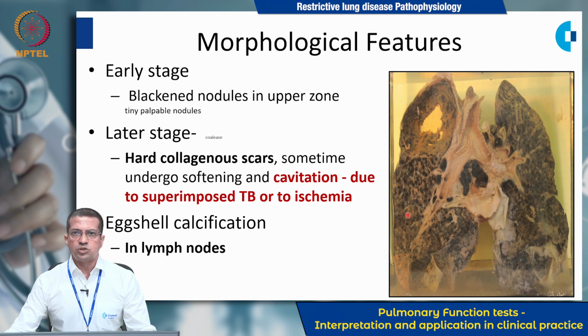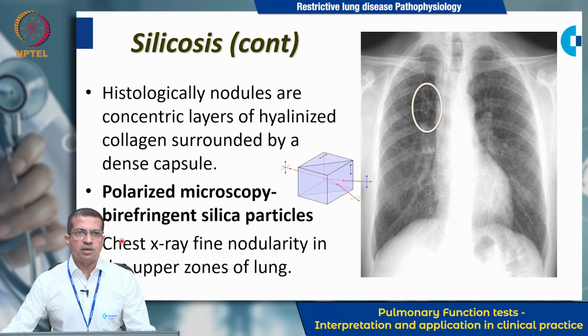If the same silica goes to the nodes nearby the lung, which we call hilar nodes, they will show eggshell calcification. We can diagnose by asking the patient to take a chest X-ray, where about 90% of them show nodularity in the lung as well as in the nodes. Under the microscope, especially using a polarized microscope, we can see those fibers as birefringent silica particles. Here you could see the light is split into two when it hits the fibers, appearing as a double-structured light.